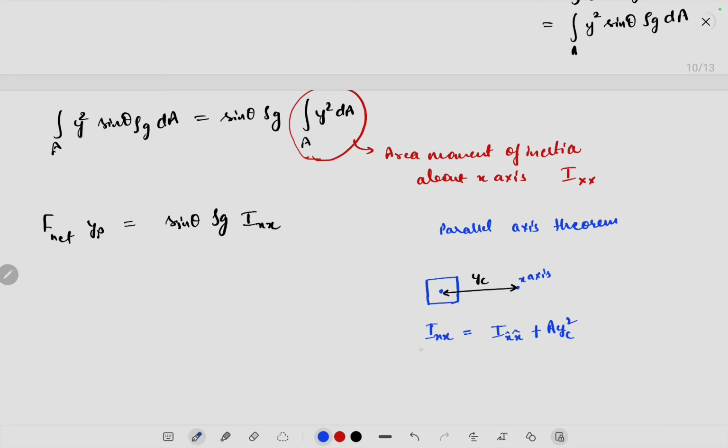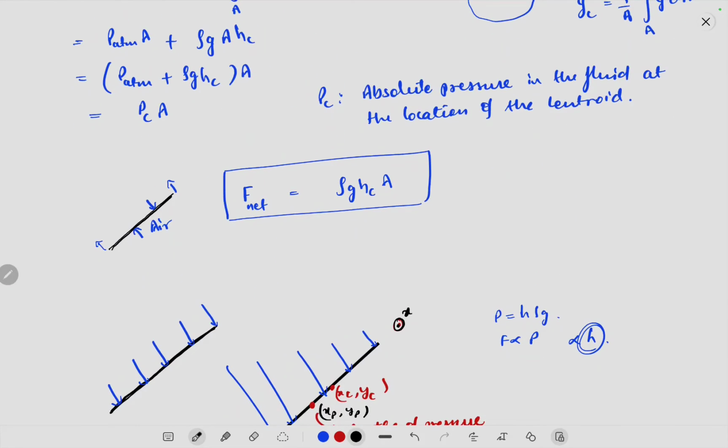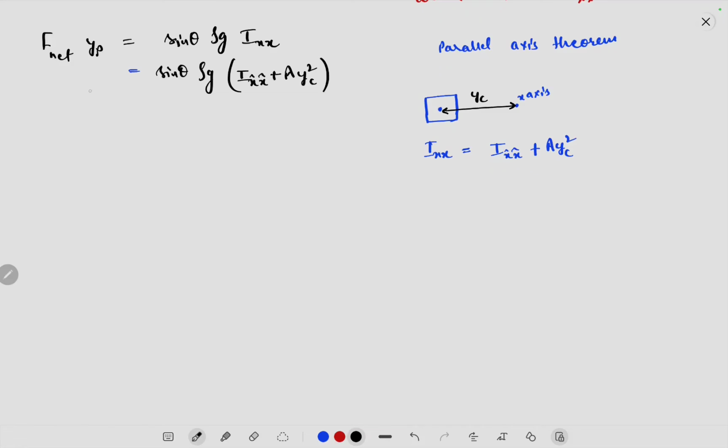So now we will plug this value into this expression. This will become sin theta rho g times (I about the centroid plus A yc square). Now using the expression of F net, what was F net? F net was rho g hc A. So yp will become, this will be rho g hc times A.